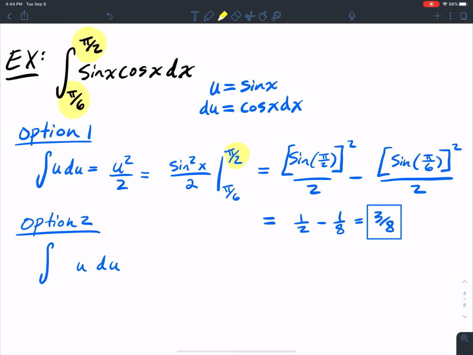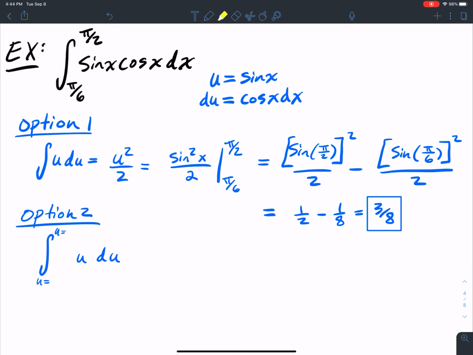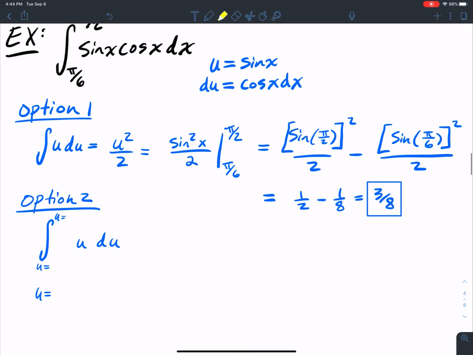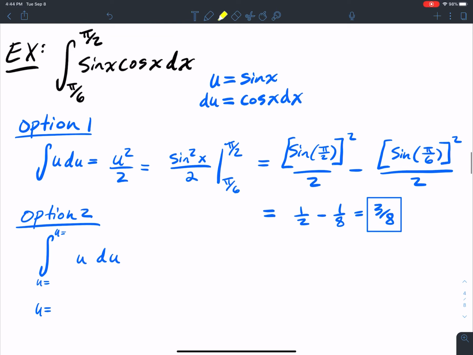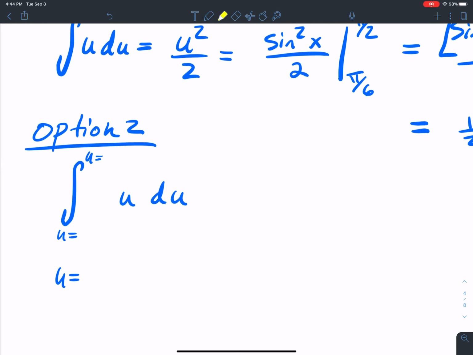Okay, so now it's u equals something to u equals something. Well, the problem is right now I have these bounds in terms of x's, but u is equal to sine of x. So I'm going to use that fact here to help me out. So I'm going to convert this to be sine of x, okay?